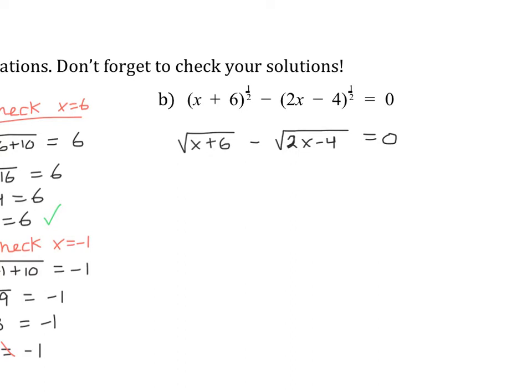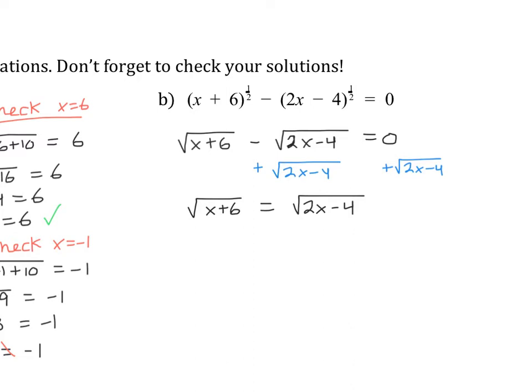So this one is a little bit different because we actually have two separate radicals. So when possible, when you have a case like this, we can kind of isolate them by moving them to separate sides. So then imagine I take my second radical, and I'm going to move the whole thing to the other side. So then they are isolated on separate sides of our equal sign. So we have the square root of x plus 6 equals the square root of 2x minus 4.